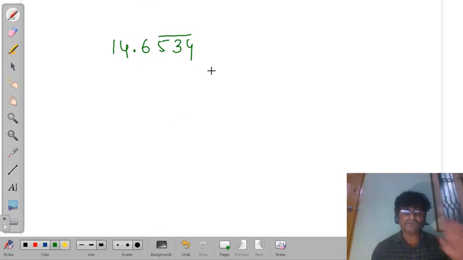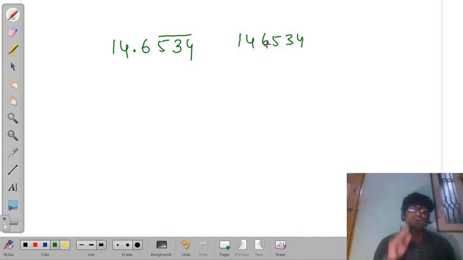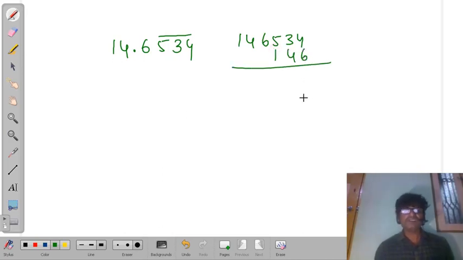So what is the first step? Ignore the decimal point, ignore the bar, and you write 14,653,534. That is the first step. After that, the next step is: you observe the digits which are not under the bar, whether those are after the decimal point or before the decimal point, that doesn't matter. Okay, 146 we have. So you write 146 and subtract.